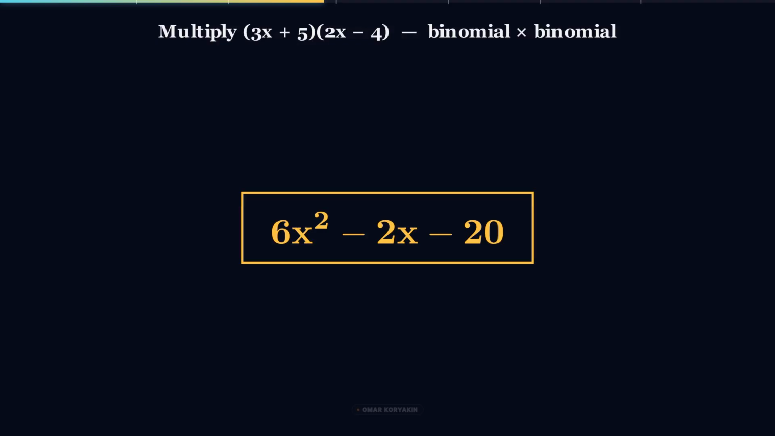The big lesson from this example is the distribute-collect mechanic on the simplest case, two binomials. The four pairwise products and the single like term collapse are typical of FOIL-style binomial multiplication. The same mechanic scales to longer polynomials with more pairwise products.